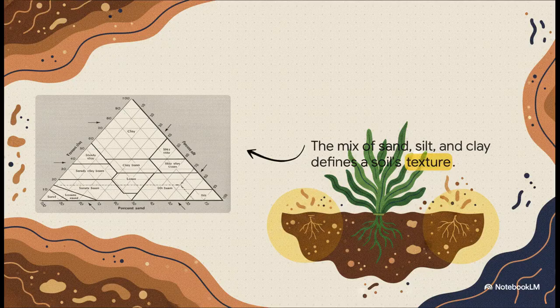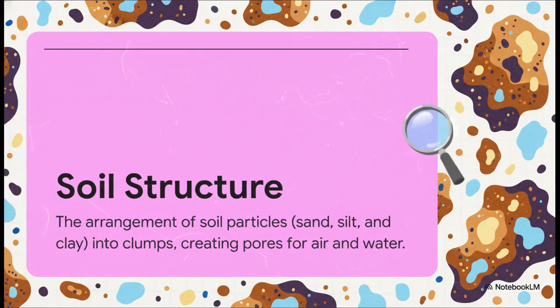So that specific recipe of sand, silt, and clay is what gives a soil its texture. And this triangle you're looking at, it's the cheat sheet scientists use to classify it. By plotting the percentage of each particle, you can find out exactly what kind of soil you're dealing with, from sandy loam to a silty clay. And that sweet spot right in the middle, that's loam, the perfectly balanced soil that every gardener and farmer dreams of. But listen, it's not just about the ingredients.